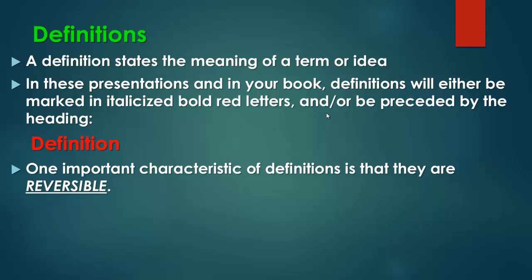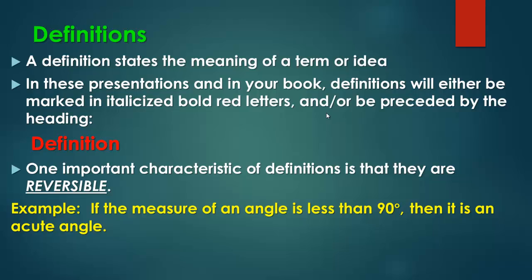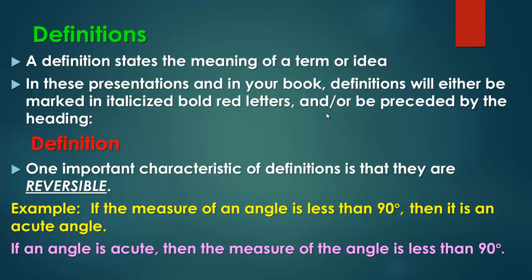Okay, in geometry, definitions are reversible. So, for example, if the measure of an angle is less than 90 degrees, then it is an acute angle. So that's basically the definition of an acute angle, that its angle measure is less than 90 degrees. So again, if an angle is acute, then the measure of the angle is less than 90 degrees. And when we get into the proofs, you'll see why this is important. But for now, just understand that the word or the concept and the definition of that are interchangeable. Okay?